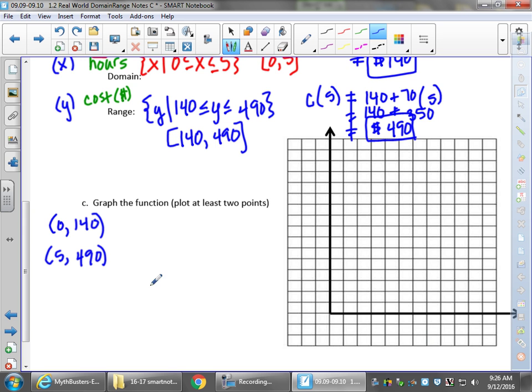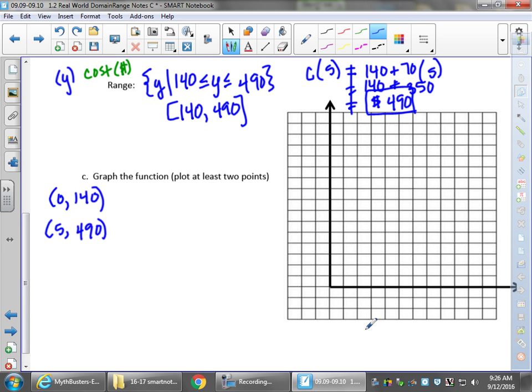What label should I put on the x-axis? It is the domain, but how are we measuring domain? Time in hours. Now I have to go from 0 to 5. So 0 is right here. 1, 2, 3, 4, 5.